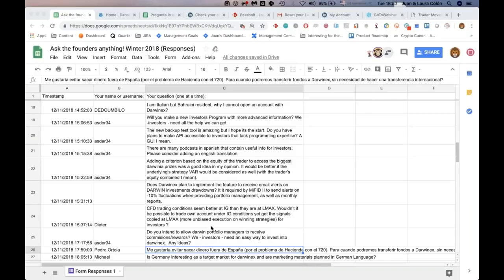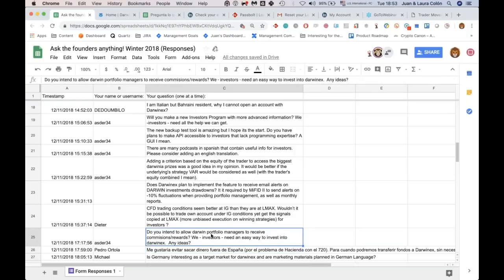So it's an area we're exploring, and we already have institutional investors allocating funds to Darwins via structured vehicles. So that would be another option for investors who are doing a very good job of Darwin portfolio allocation.